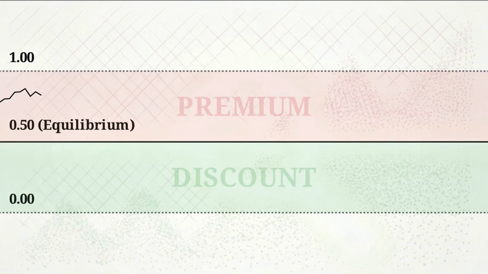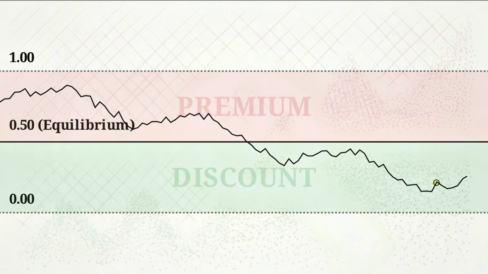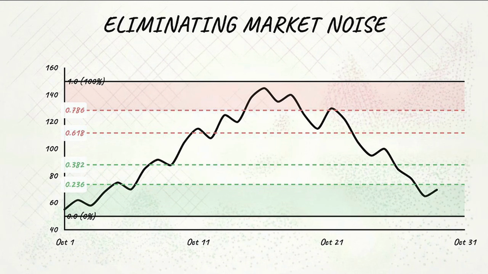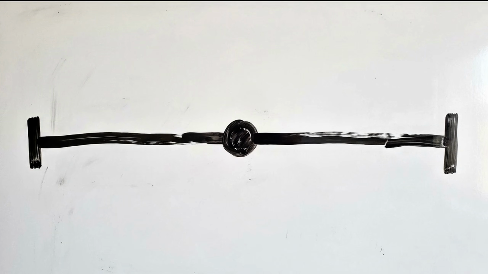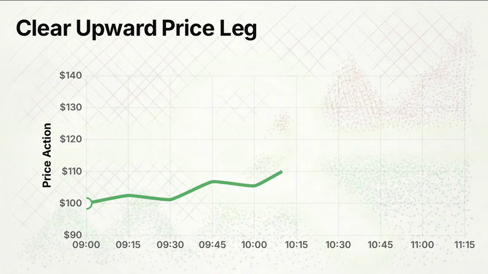Next, add a subtle background color. This makes it instantly obvious whether current prices are sitting in the top half or the bottom half of our range. By stripping away the complex Fibonacci levels, we reduce the overwhelming market noise down to a single actionable boundary line.